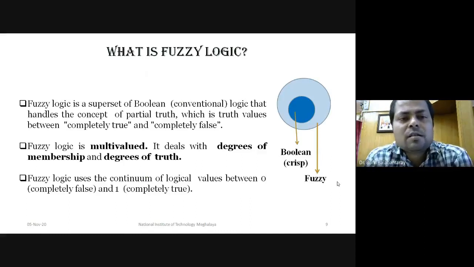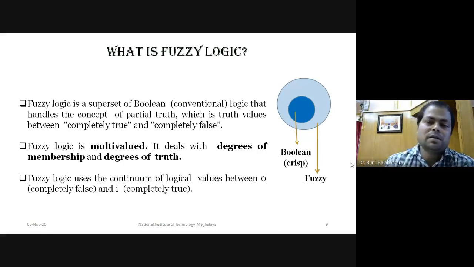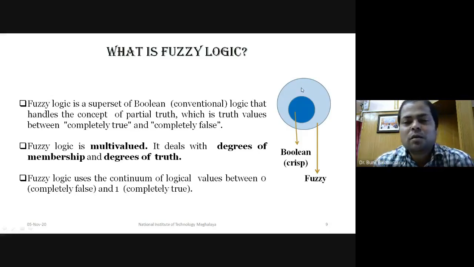Here, fuzzy logic is a superset of Boolean logic or conventional logic, which handles the concept of partial truth. If I give you the exact picture, the inner circle is the crisp set theory or Boolean logic, but the outer circle is fuzzy logic, because in fuzzy logic we take care of Boolean logic along with multi-valued logic. That's why it is a superset of crisp set theory.